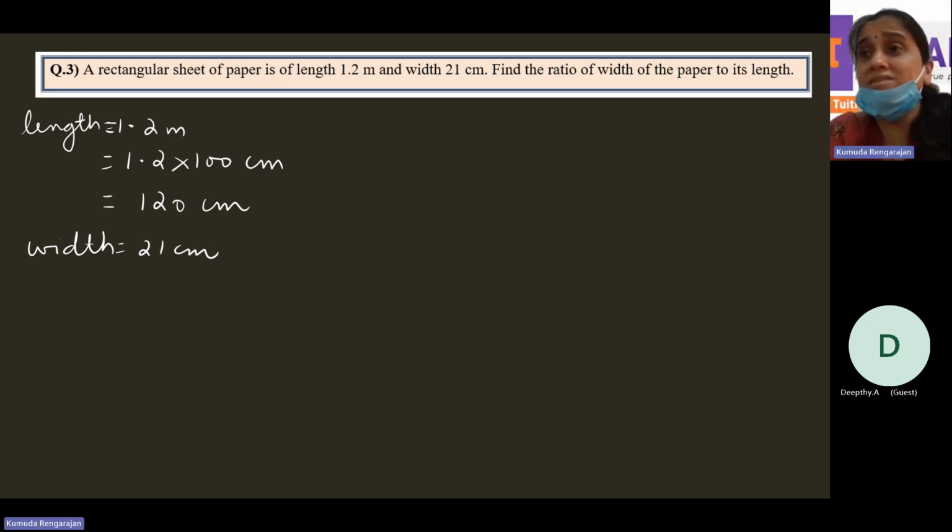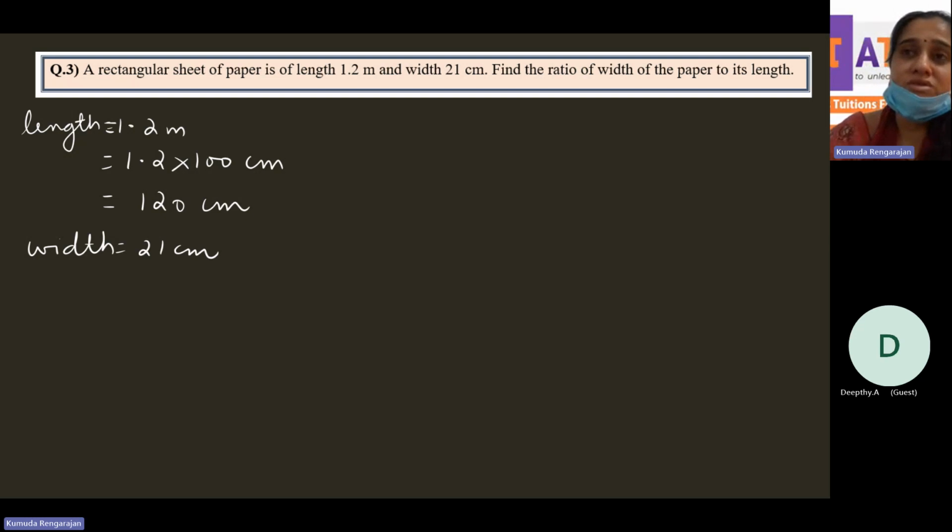No, darling, that's already in centimeter. Don't multiply by 100. Width is already in centimeters. See, why are we converting length to centimeters? Because width is in centimeters. So we're trying to have length also in centimeter.